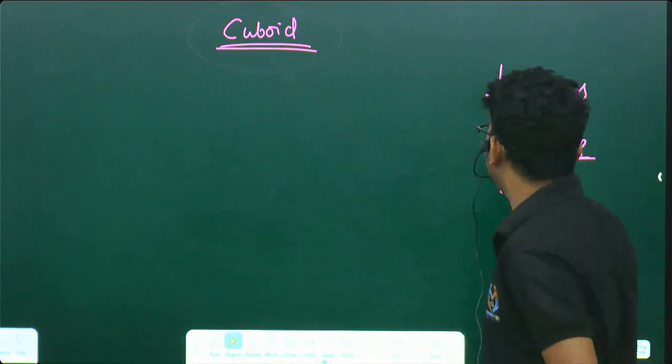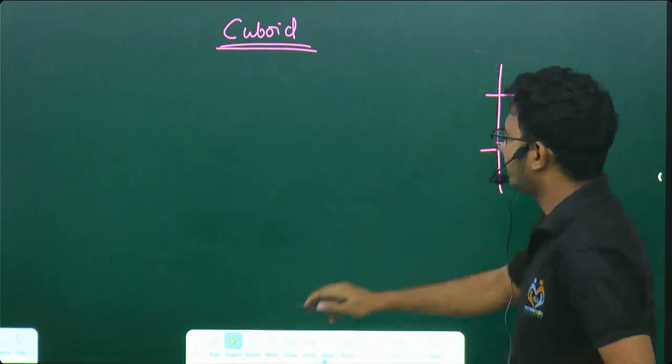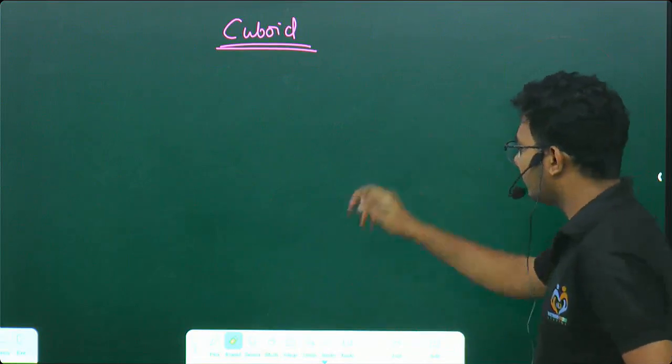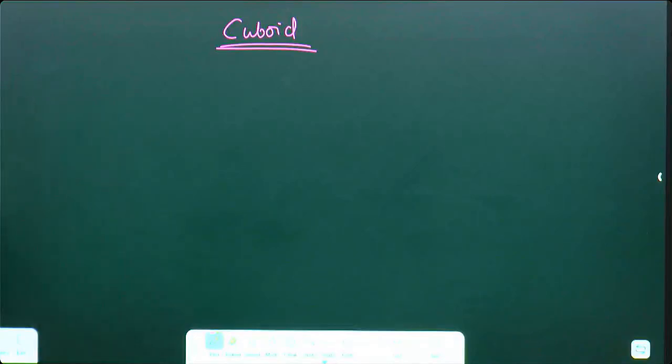Fine. So, keep a heading as cuboid. Generally, in CSAT you find this topic. In CGL level or CHSL level you will find this topic. Keep a heading as cuboid.